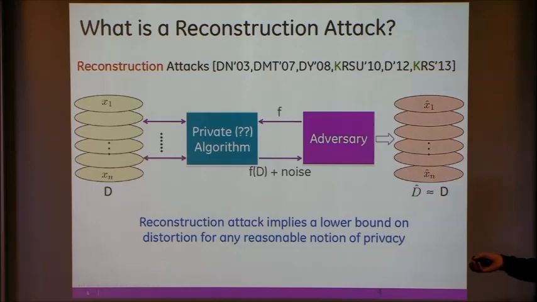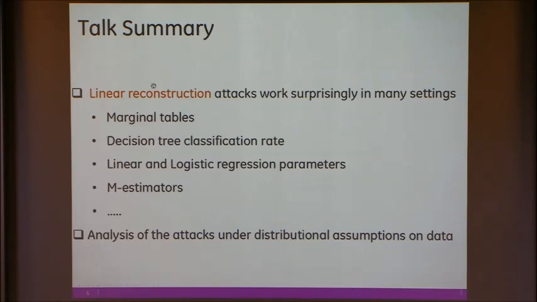Okay. The reason is that if you can reconstruct almost all of the database, then it should be obvious that it's not private under any notion of privacy. So a reconstruction attack implies a lower bound for any reasonable notion of privacy. So these lower bounds are much stronger than just for differential privacy. So this is going to be the talk summary.